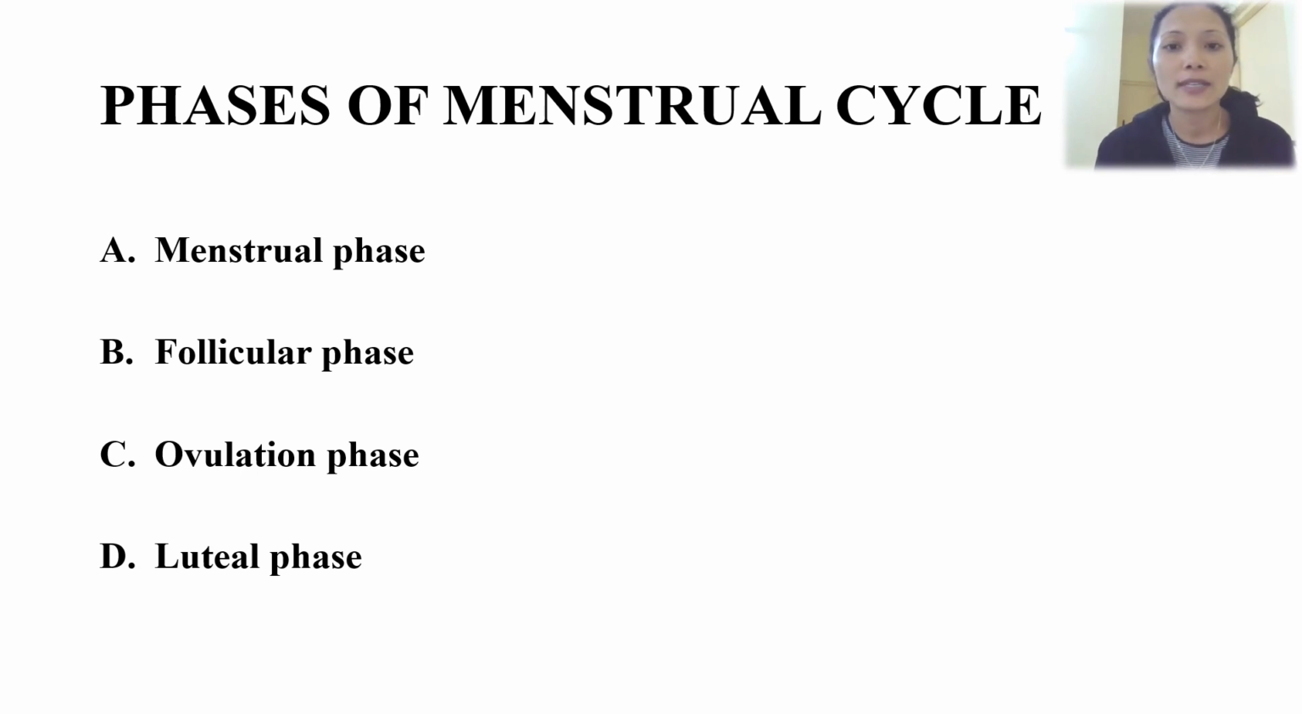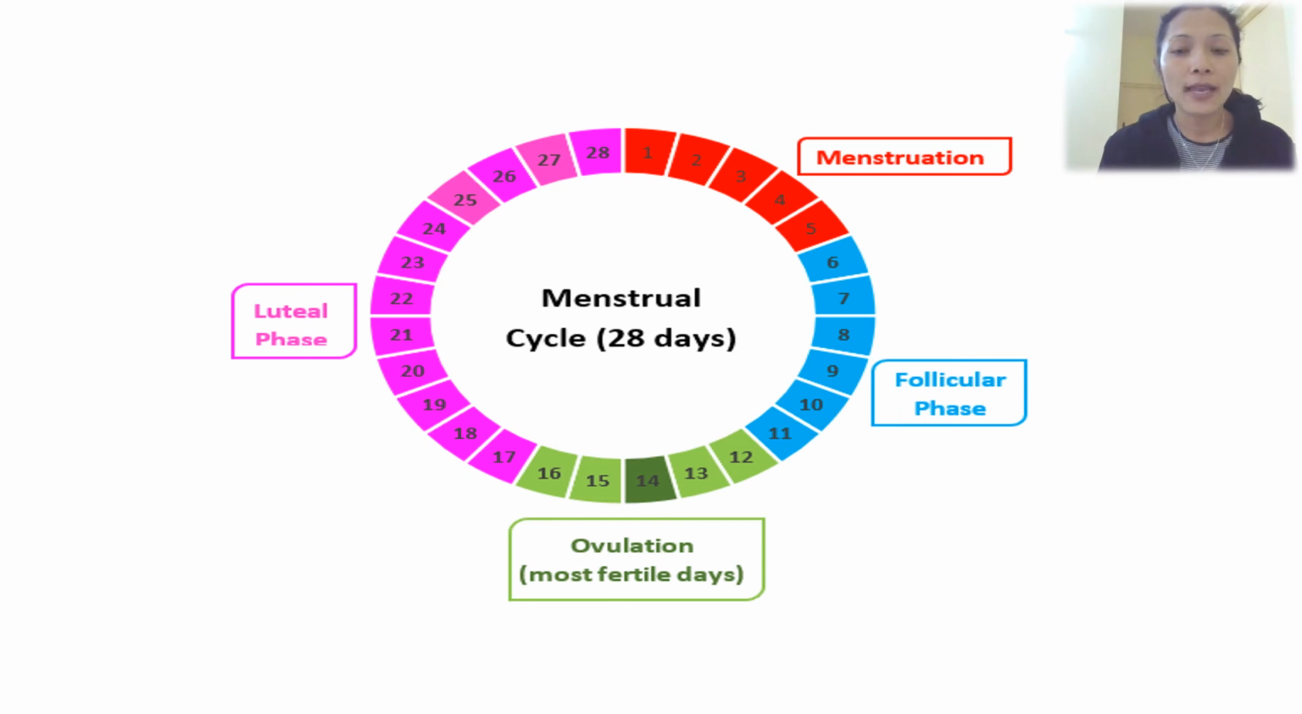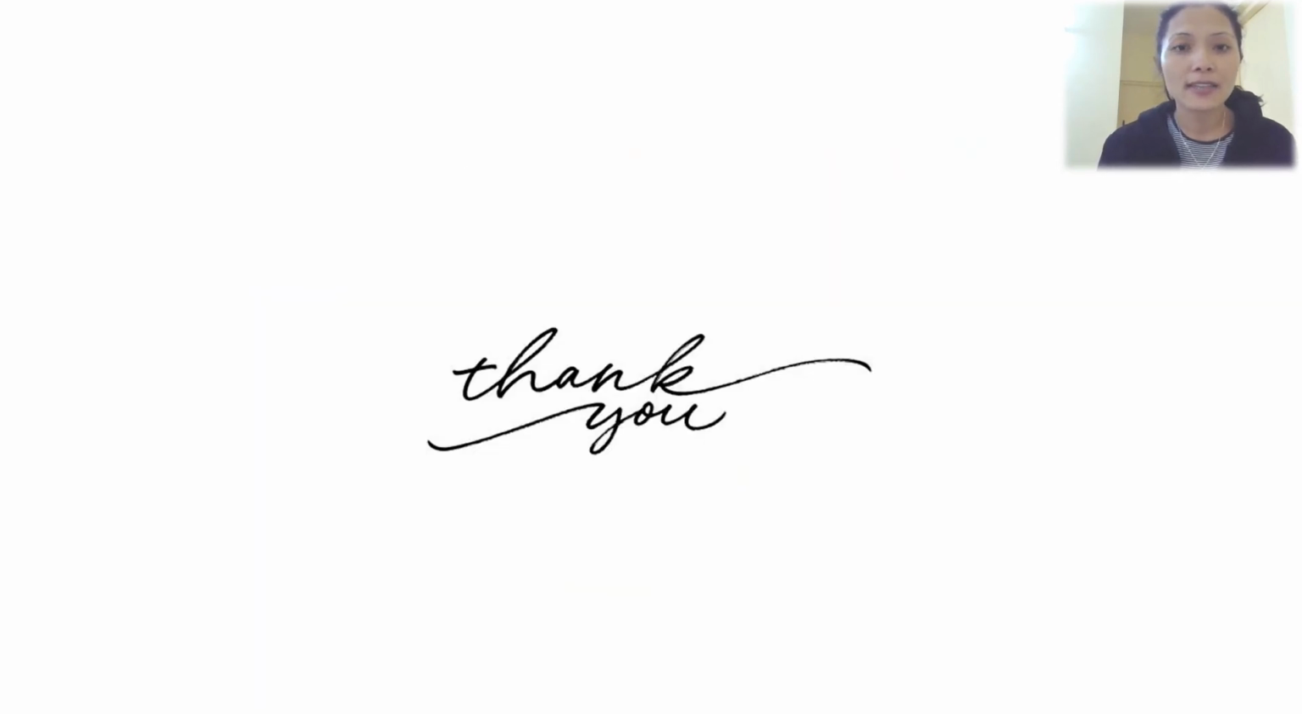Hope you got a better idea of the menstrual cycle and its definition. And this is just the diagram. You can write it if you want, but it is not so necessary, I just mentioned it here to give you all a clear idea. So this is the menstruation phase, follicular phase, ovulation phase, and luteal phase. That much. Thank you.